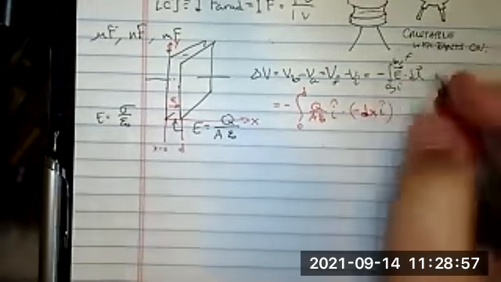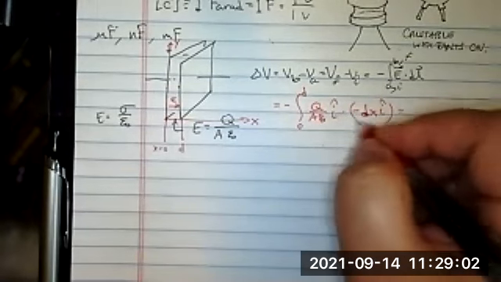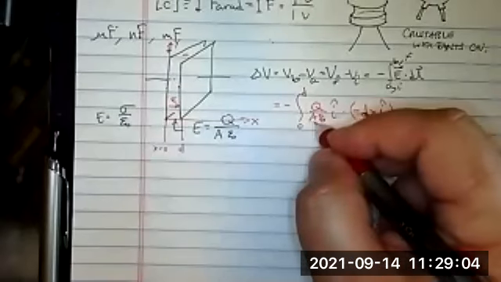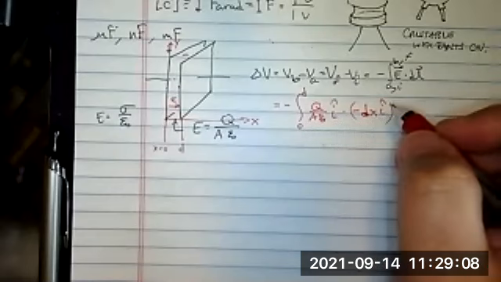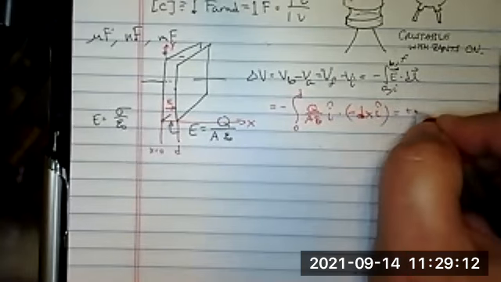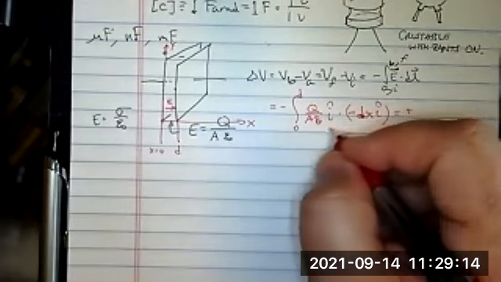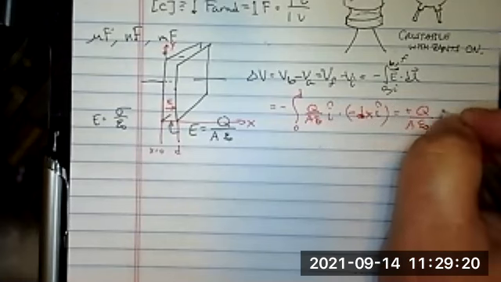Okay. Well, you can see that i hat dot i hat, because that's a linear operator, you can pull the negative dx, the Q over A epsilon naught, they can all go in front of the i hat dot i hat, and i hat dot i hat just becomes 1. So I ultimately get plus, now the Q, A, and epsilon naught are also all constant, so I'll put Q over A epsilon naught out in front of the integral. And now I just have the integral of dx from 0 to d.